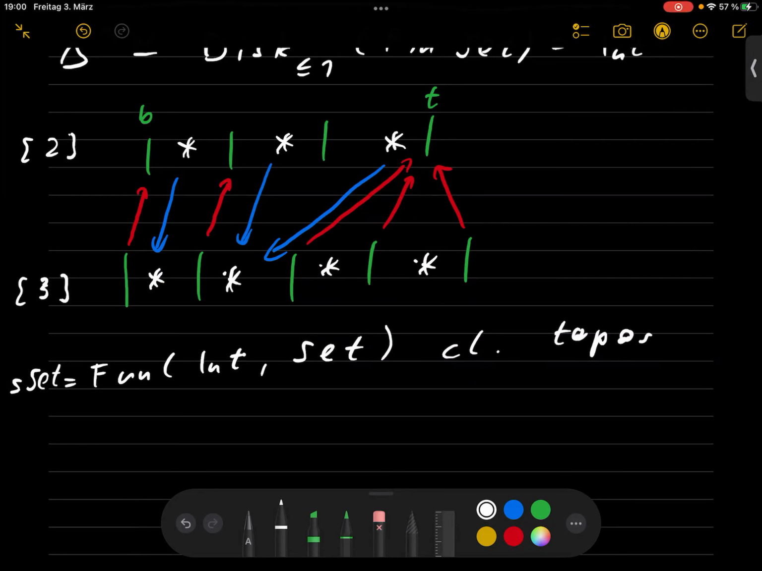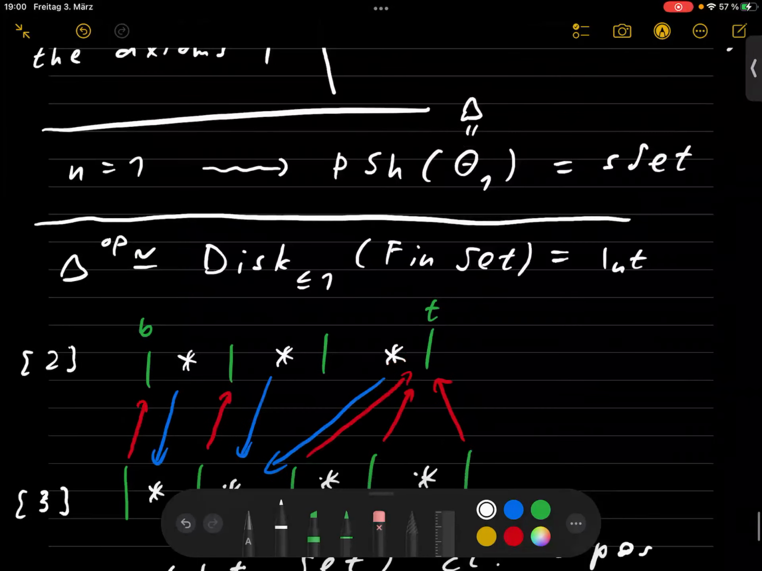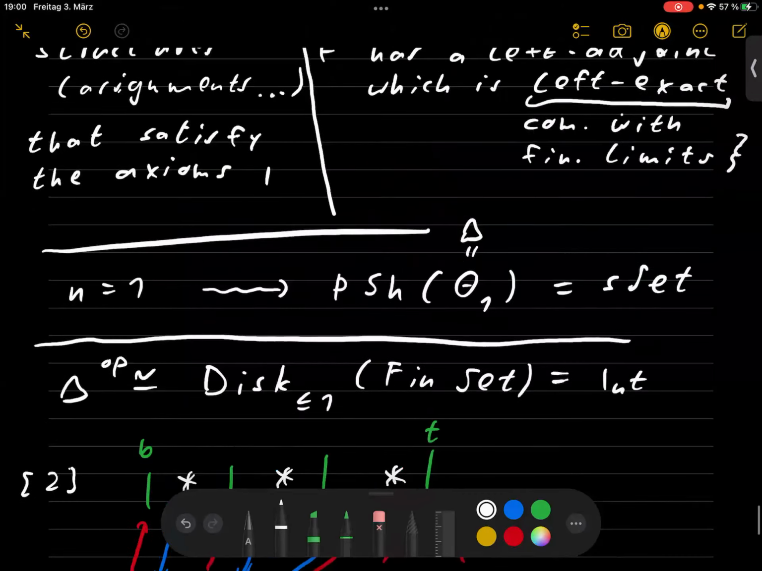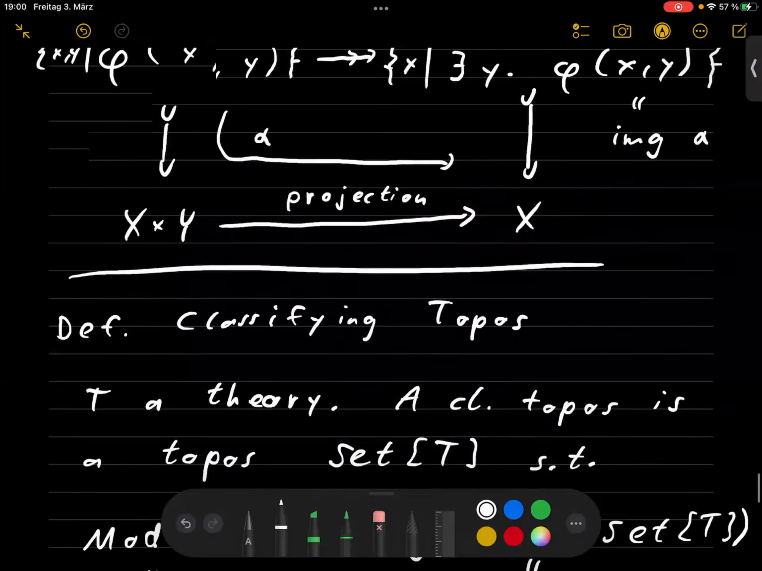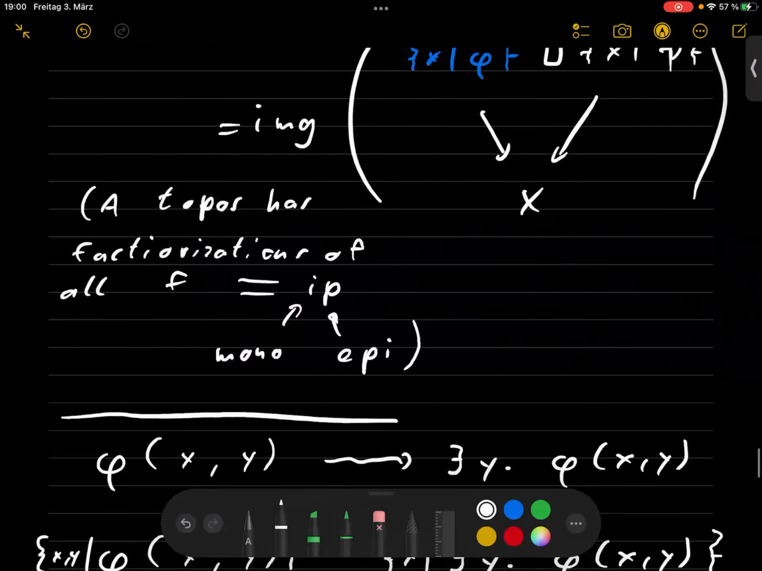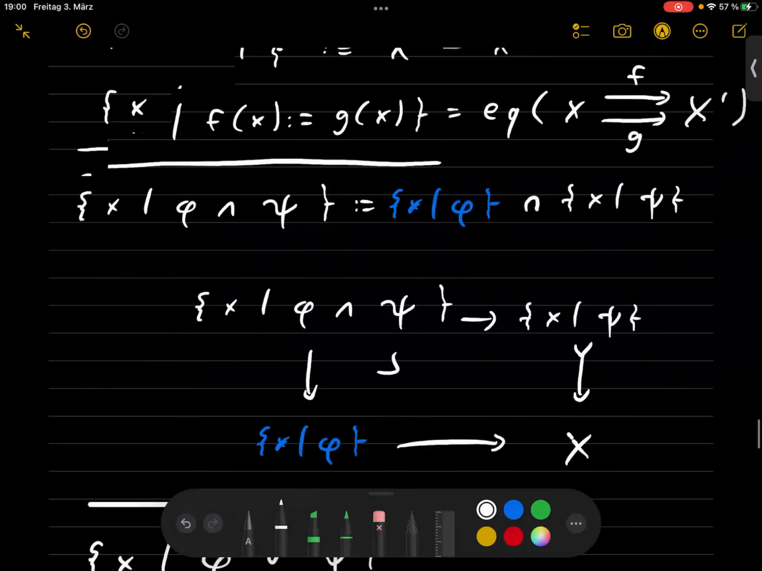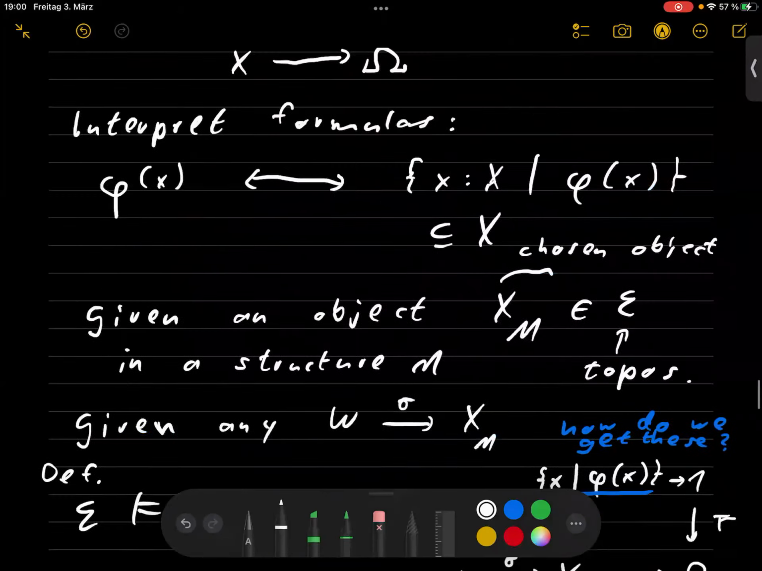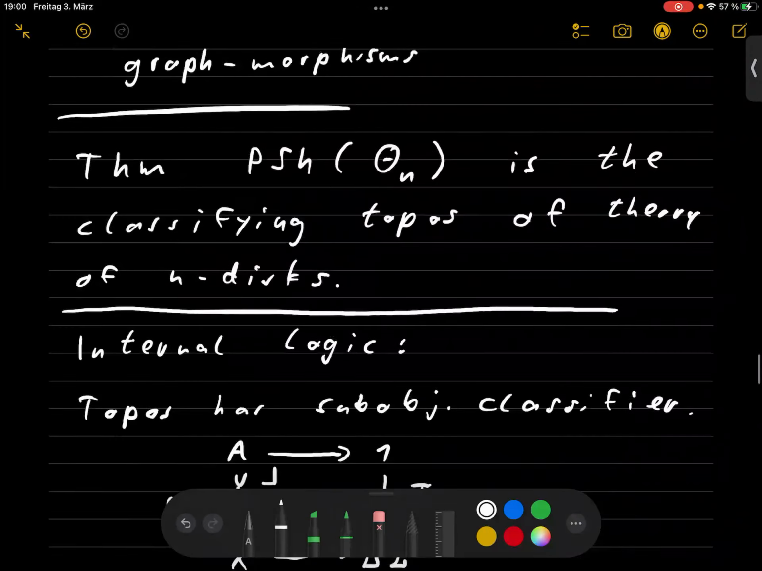And the same holds true with disks in this case. The presheaves on theta n classify disks. Okay, and this is the things of today's talk. Are there any questions?